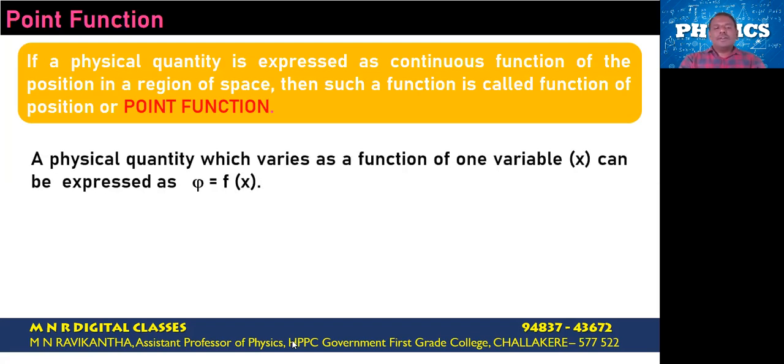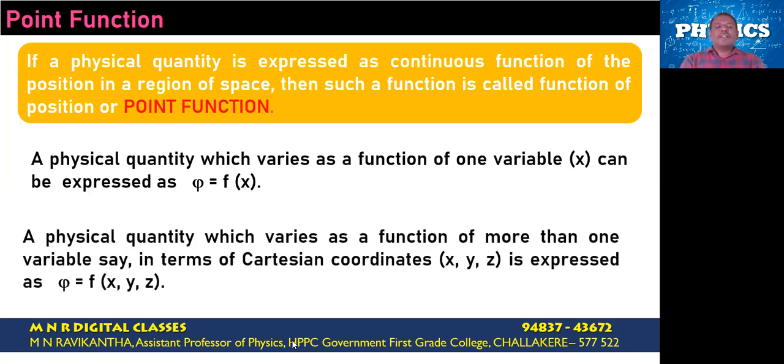If a physical quantity varies as a function of only one variable, say x coordinate in Cartesian system, then it can be expressed as phi is equal to f of x, where x is the position coordinate and phi is the physical quantity. It may represent any physical quantity which varies with respect to x.